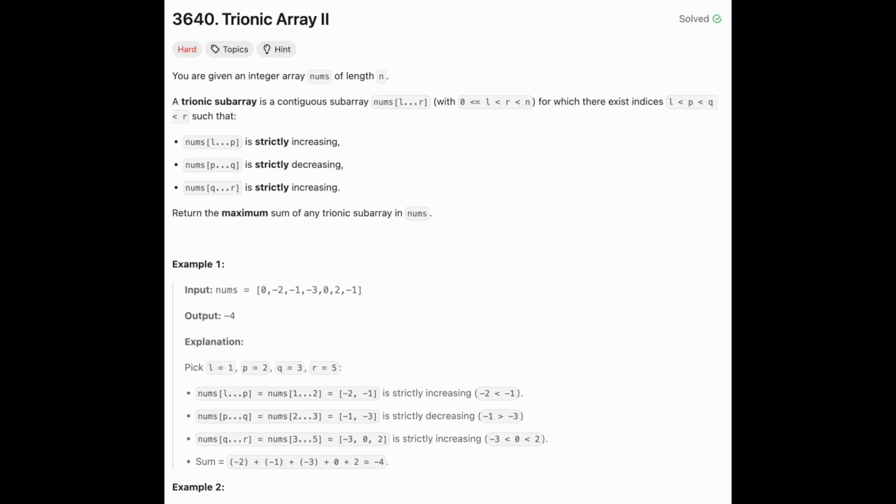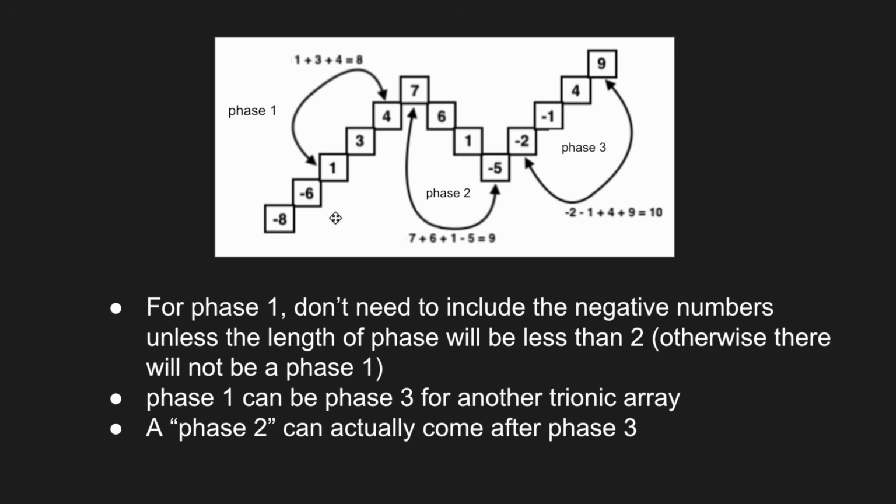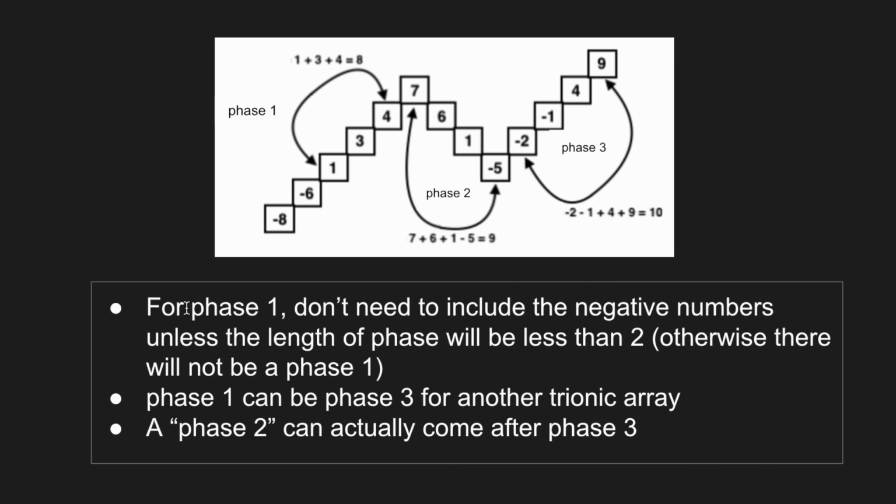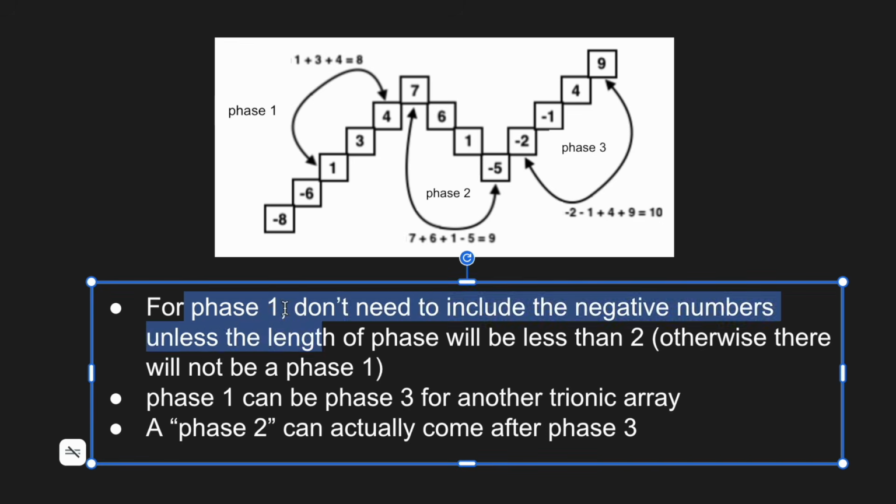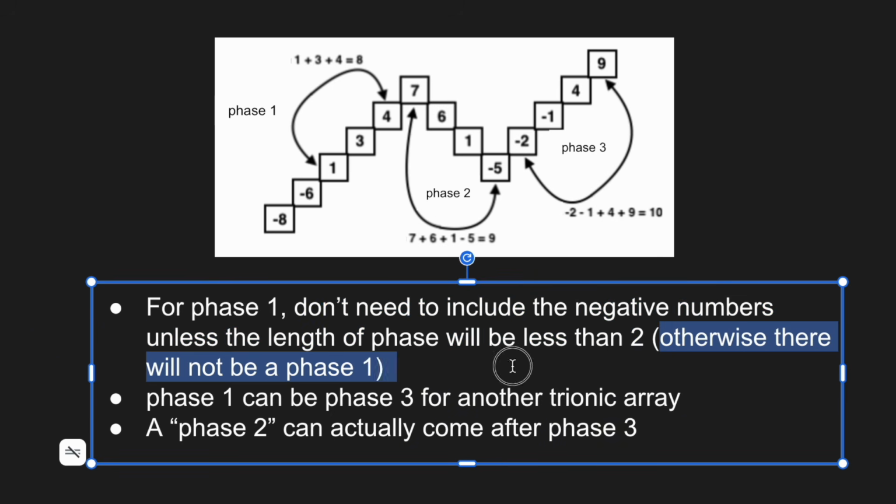So now that we have seen some examples, let's get to how we can solve this problem. To solve this problem, we should recognize that there are 3 phases. Phase 1 is increasing, phase 2 will be decreasing, and phase 3 will be increasing again. And we should acknowledge that for phase 1, we don't need to include the negative numbers unless it will make the length of the phase less than 2, because otherwise there will not be a phase 1.